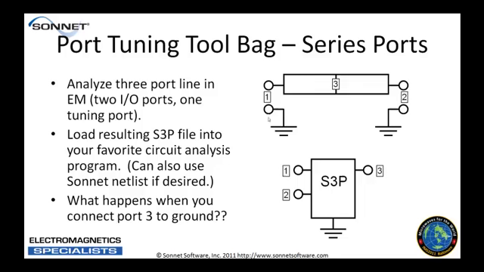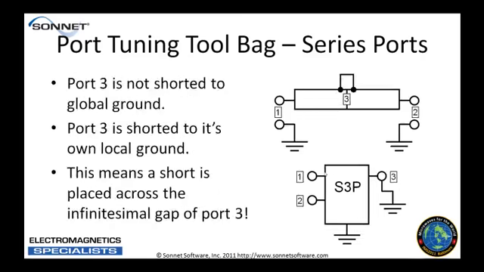Now, we analyze this structure in the electromagnetic simulator. We've got 2 I/O ports and we've got 1 port in the middle. We take the resulting 3-port S parameter data and we load it into a circuit analysis program. Now, what happens when you assign ground, or in your circuit theory simulator attach node 3 to ground? Well, it turns out that you're not shorting it to a global ground, you're actually shorting port 3 to its local ground, or its own reference ground.